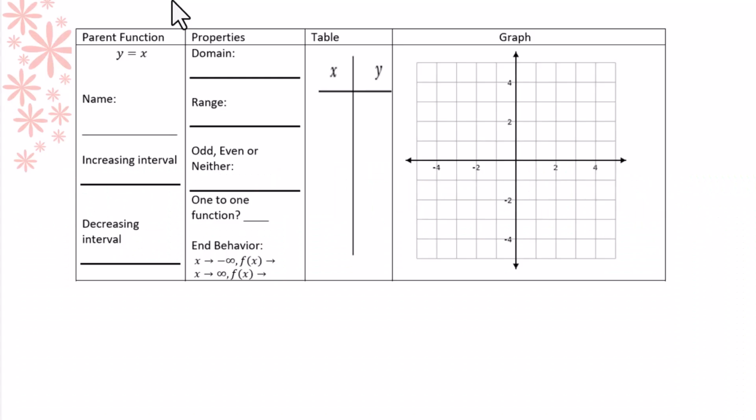This video is about parent functions. Y equals x is a linear function. Let's make a table.